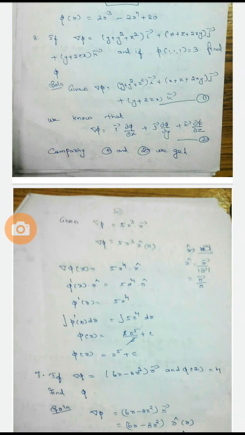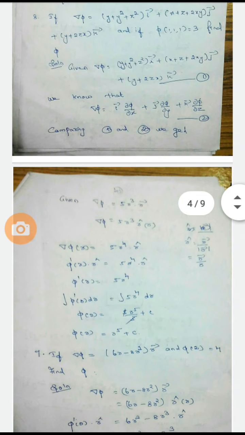See, first we know one formula. Using that formula, del of pi of r is equal to how to write? Pi dash of r into r cap. So r cap gets cancelled. So pi dash of r is equal to what? 5 into r power 4.